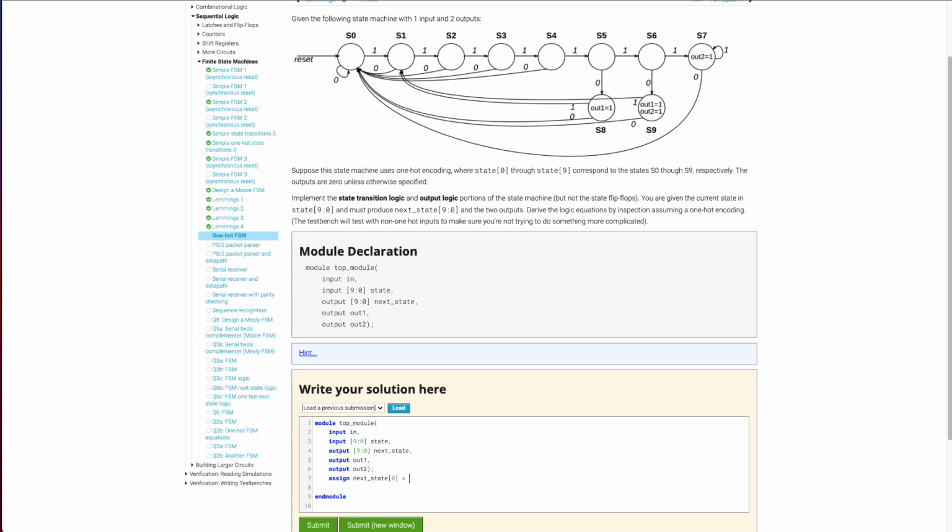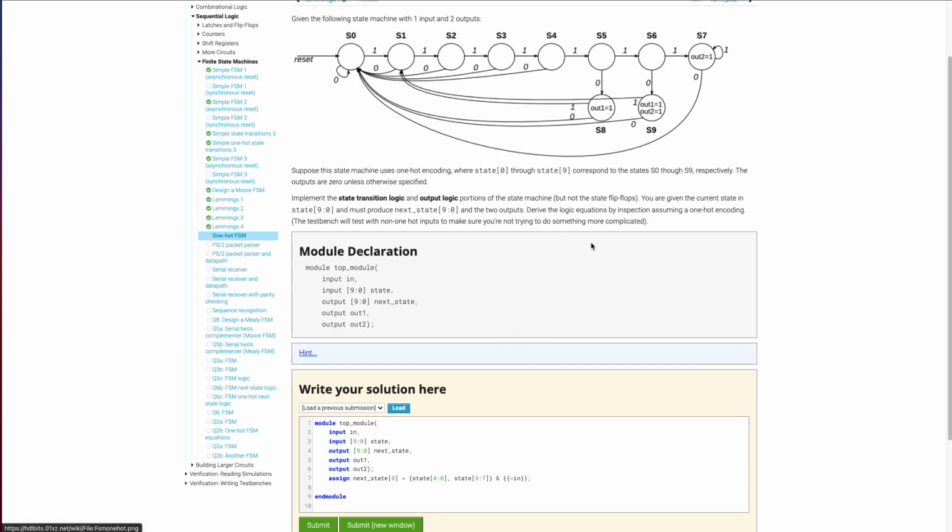So actually, we can just do S, state of 4 to 0. So any of these and, comma, state of 9, 8, and 7. And not in, duplicated.